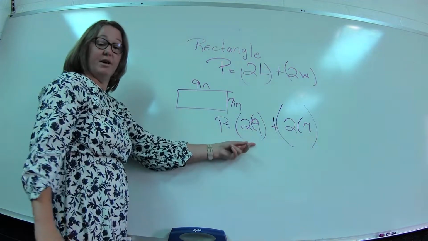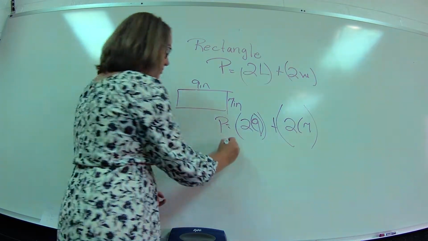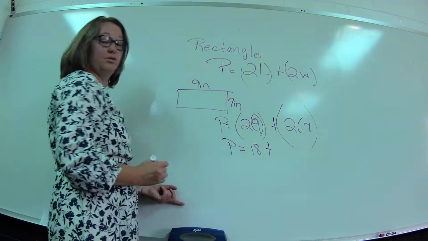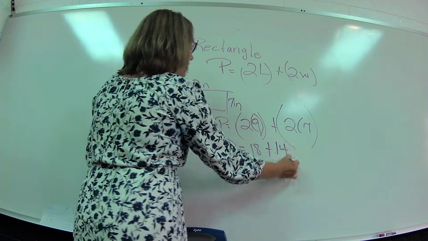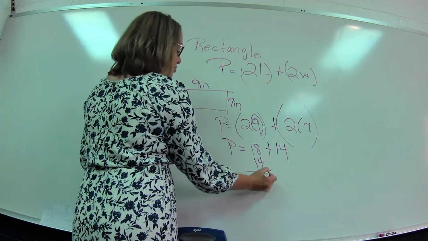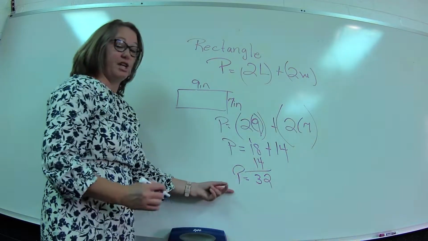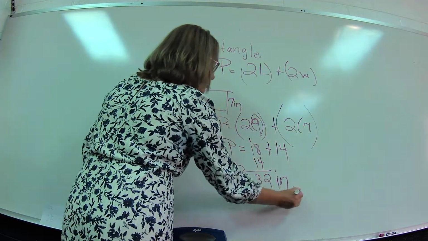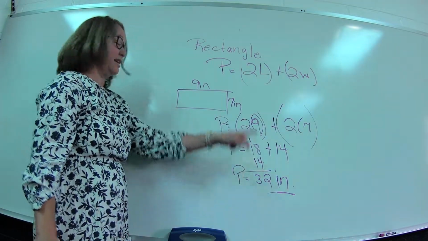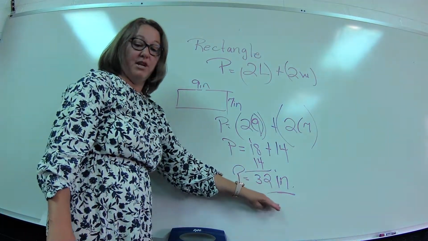All right, so now we plugged in our values. 2 times 9. What's 2 times 9? So we have P equals 18 plus 2 times 7 is 14. So now we can solve by doing 18 plus 14, 8 plus 4, 12. So I get P equals 32 inches. You must remember the unit of measurement. In this case, it's inches. My answer must have a unit of measurement.